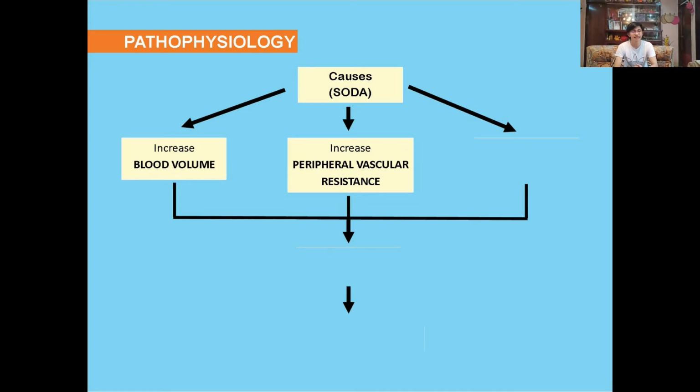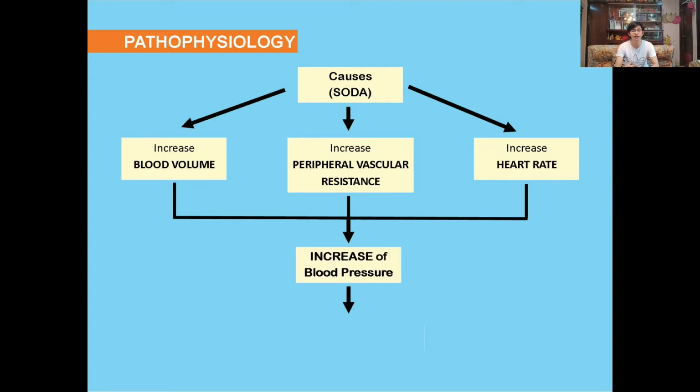And lastly, increased heart rate. When heart rate increases, the cardiac muscles contract fast, propelling blood out of the heart quickly, resulting in an increase of pressure in the blood vessels. All of this leads to high pressure in the arteries and to the vital organs, thus we call hypertension.